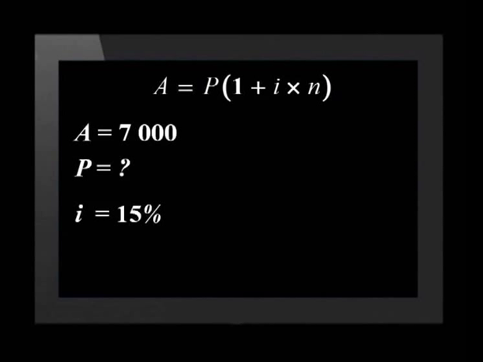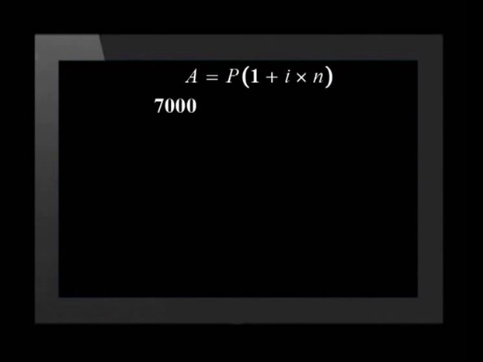The interest is 15%. To change this to a decimal, we divide it by 100 and get an answer of 0,15. Jason saved for 5 years, which means we can put in the value of 5. This gives us 7,000 is equal to P times, open bracket, 1 plus 0,15 times 5, close brackets. We need to solve for P.